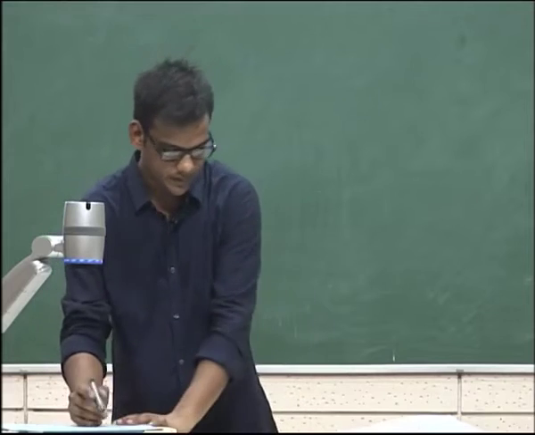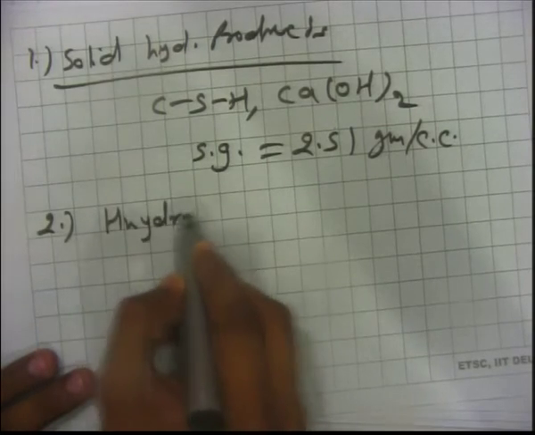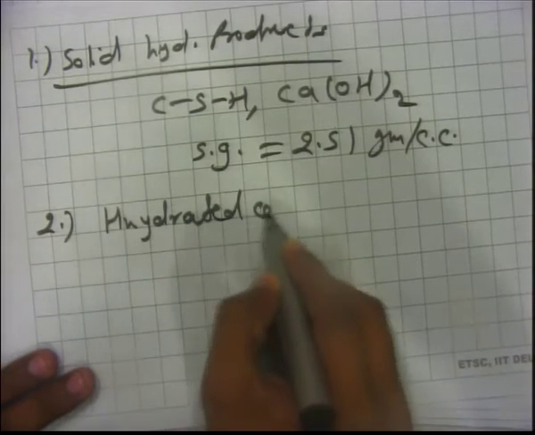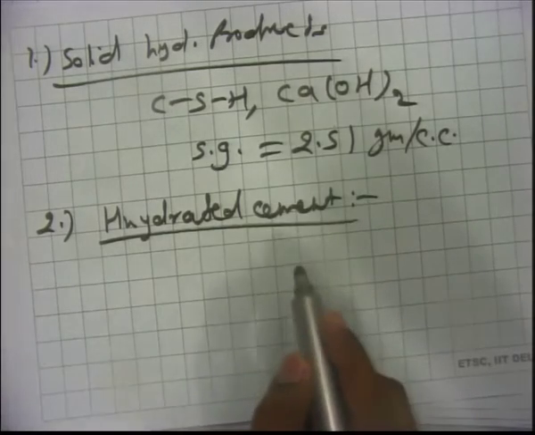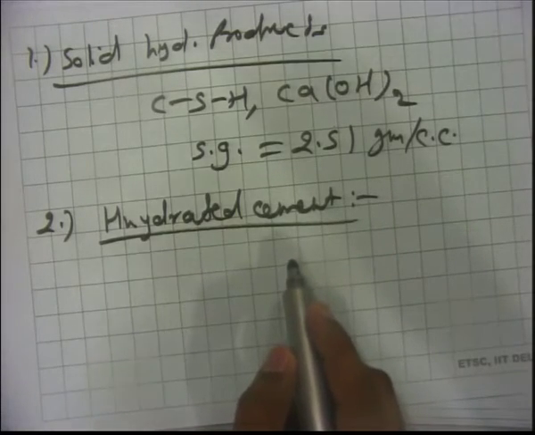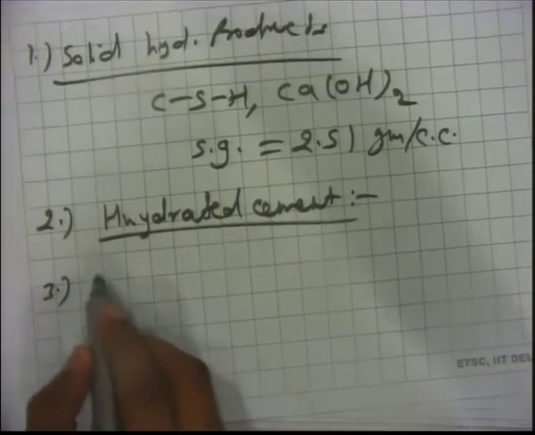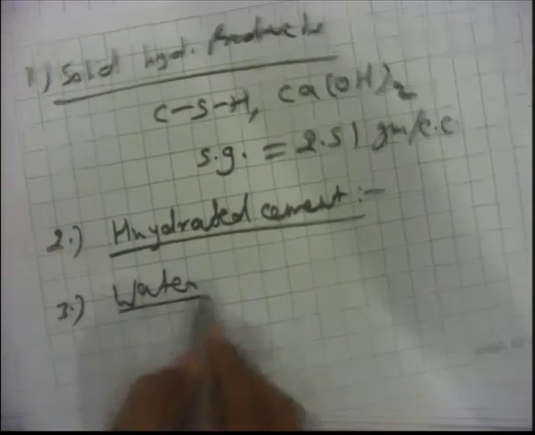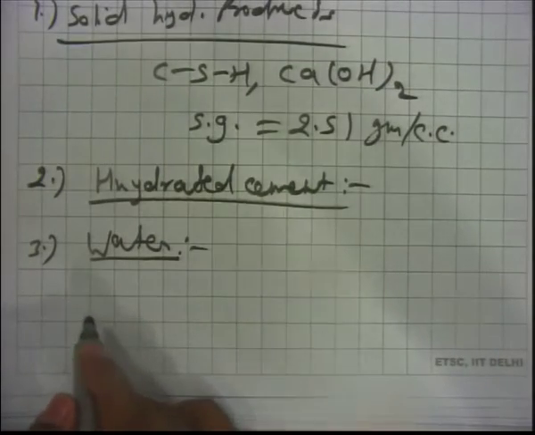Now the second phase is unhydrated cement. The cement which could not get reacted during hydration is unhydrated cement. Later we will calculate the volume for this also. The third is the water. Water can be in the cement paste in the following three forms.